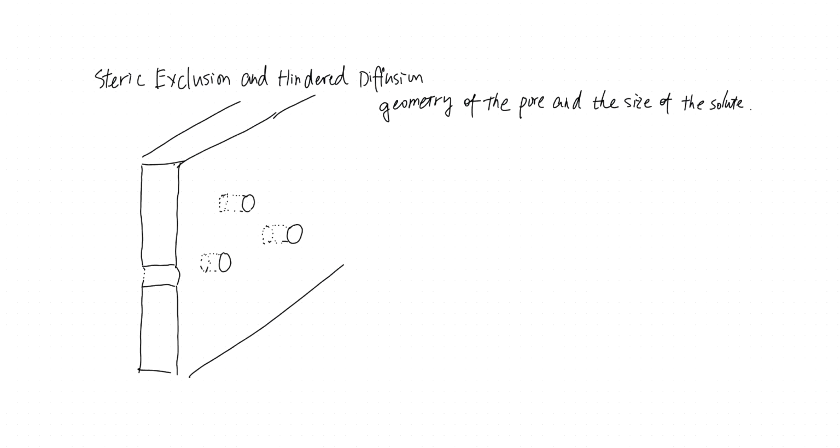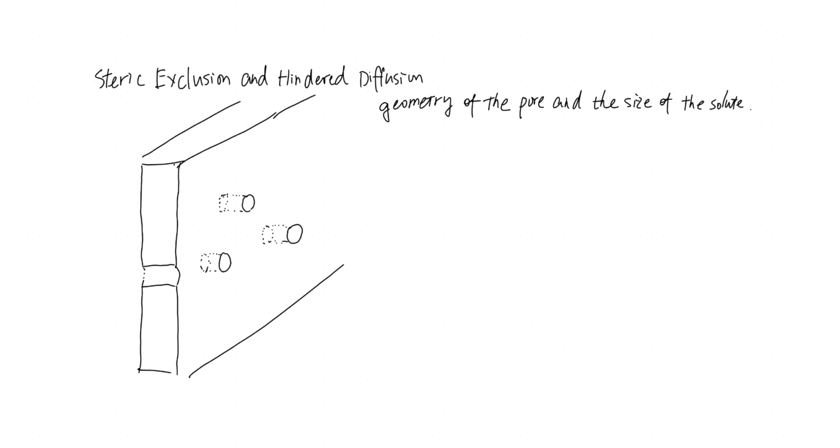Hey, let's start our discussion of heterogeneous diffusion, diffusion in heterogeneous medium, by starting with a discussion on steric exclusion and hindered diffusion. Both of these come from the geometry of the pore and the size of the solute. So we will look at a membrane. For the next few lectures, we would always think about a membrane with pores in this context. Here I've drawn a membrane and some pores.